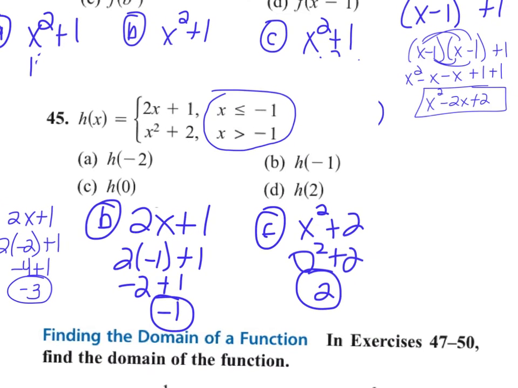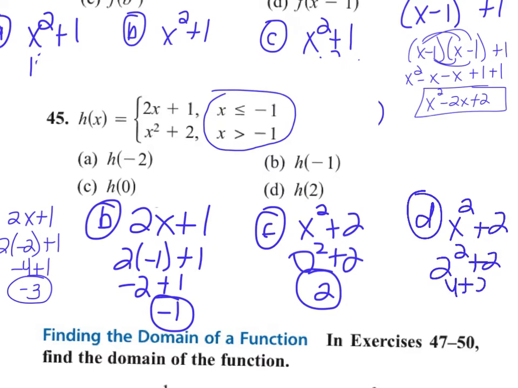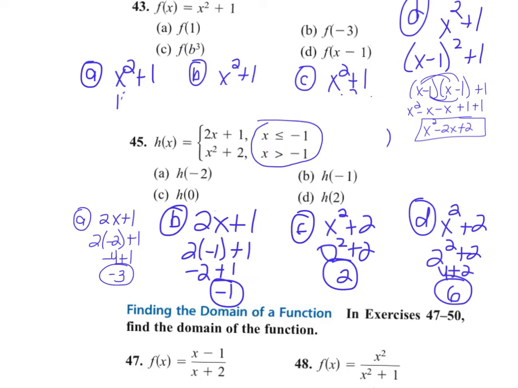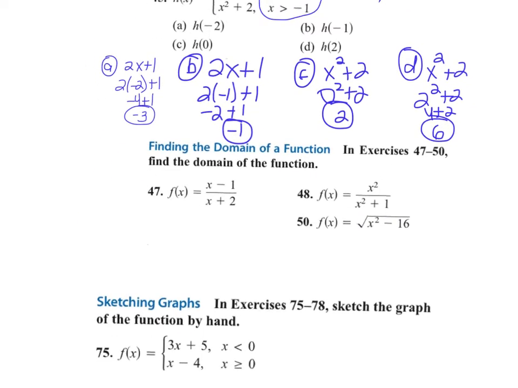And then which am I using for D? 2. Is 2 greater than negative 1, or is it less than or equal to? It's greater than. So I'm going to use the bottom expression again. x squared plus 2. So 2 squared plus 2. 4 plus 2 is 6. Questions on that? No? Okay. All right.